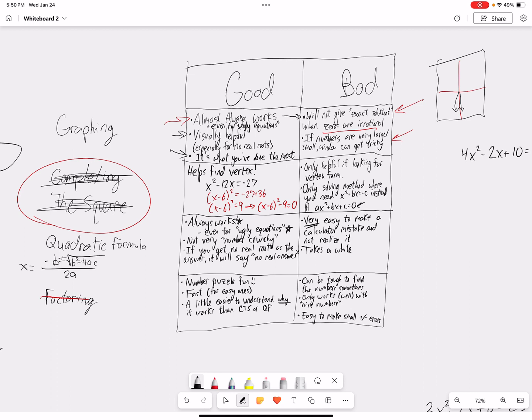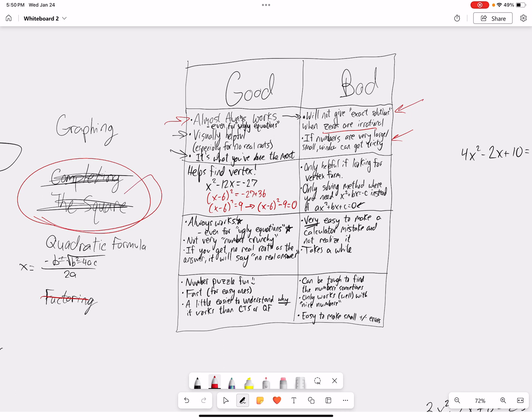And then it's visually helpful, especially for no real roots, because if you see something like this, you won't have to deal with the square root of any negatives where you have to figure out it's no solution. You guys are pretty strong at visually being like, it doesn't hit here, so there's no real roots. It's not possible for this to hit the x-axis because it literally doesn't. So that's another positive of graphing, is it's visually pretty clear when there's no real roots.